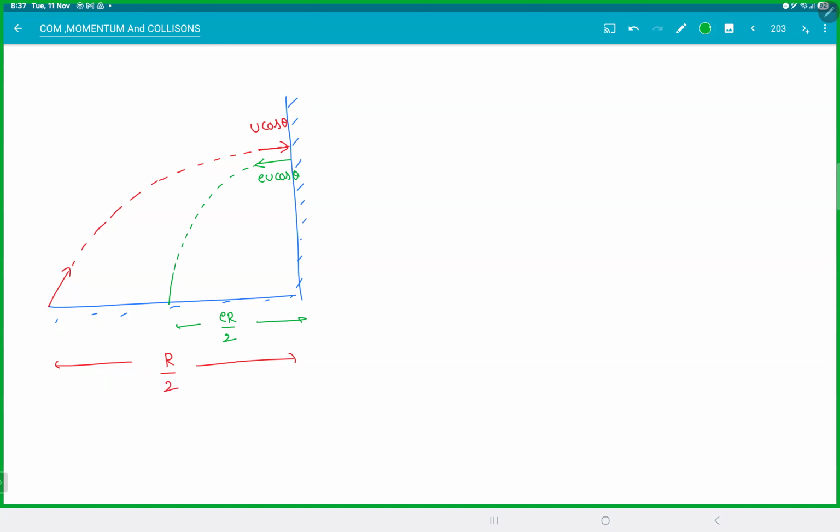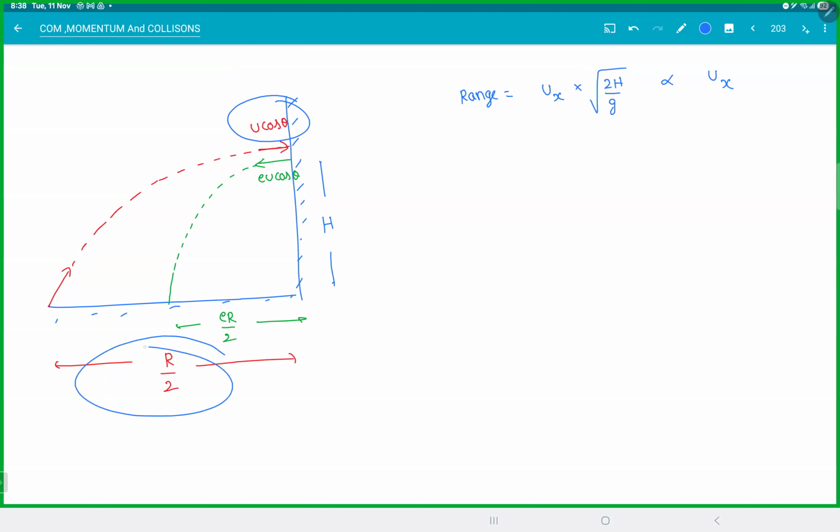Because see, what is the formula for range? When you're throwing from a building, the range will be the horizontal velocity ux into root of 2h by g. So in both the cases, the height is same, right? Because this height is same for both of them. So the range is proportional to ux. So when the speed is u cos theta, you're traveling R by 2. If the speed is eu cos theta, then you'll travel e times R by 2. I hope that is making sense. Is everyone clear with that statement?